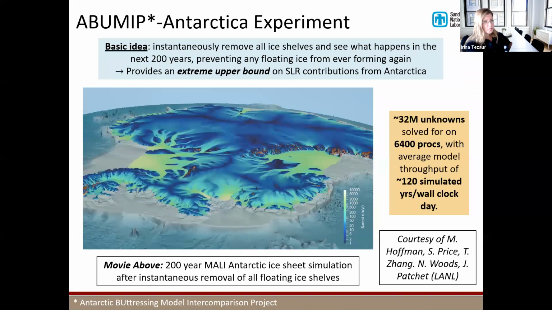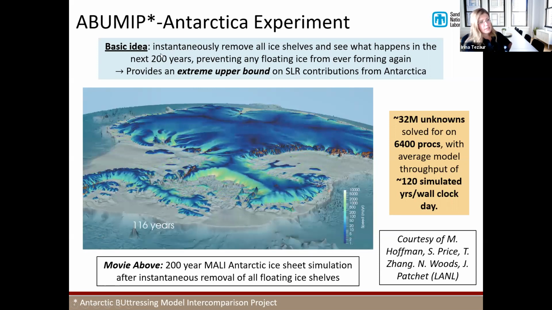This is one of the simulations I wanted to show. It's what we call the ABUMIP-Antarctica experiment. ABUMIP stands for Antarctic Buttressing Model Intercomparison Project. The idea here is you instantaneously remove all the ice shelves from Antarctica, prevent them from ever forming again, and run this for 200 years.